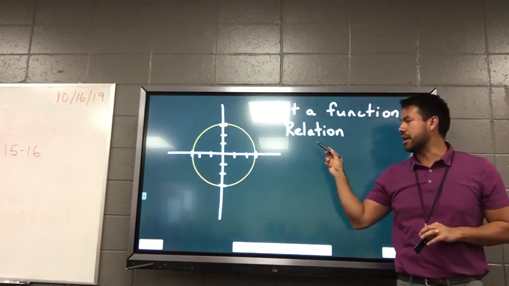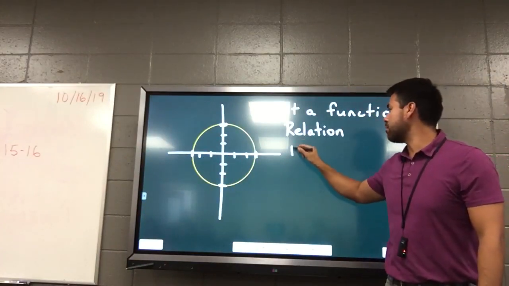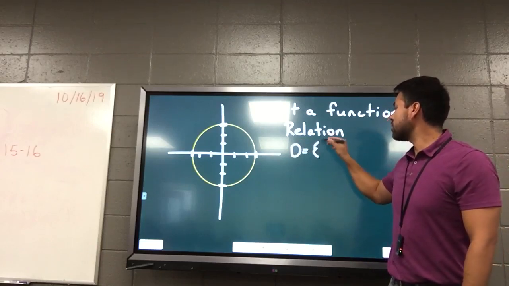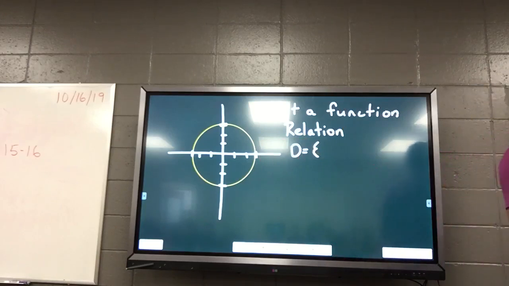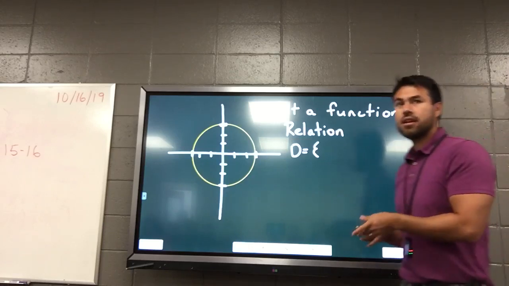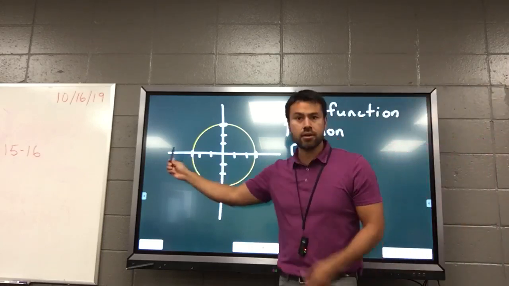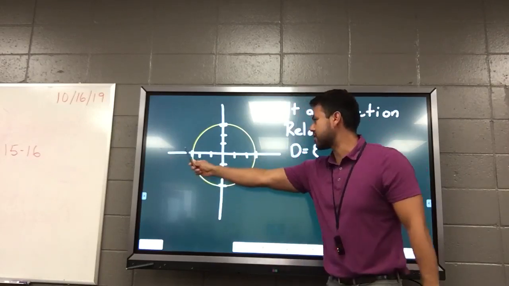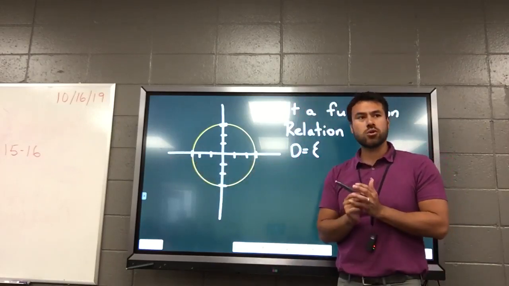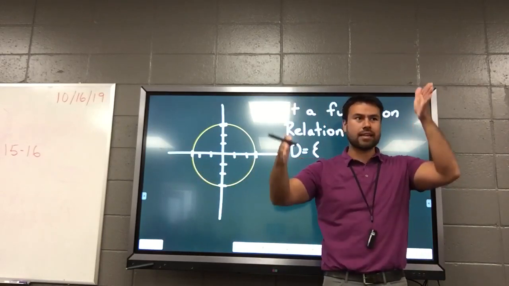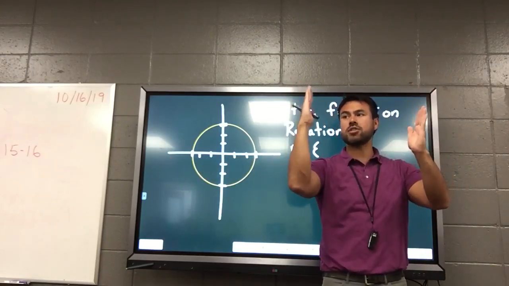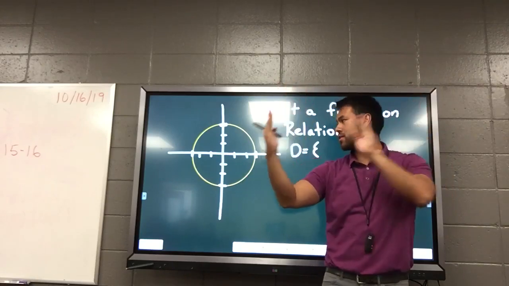Okay, it's a relation. What is the domain? Now, do you guys notice I said that there were an infinite number of points? You don't have to list out all the x values, but you do have to tell me what they would be. And you have to be careful with this. Looking at my x-axis right here. Are there boundaries for this circle? Yes. Does this circle have end locations where they end and where they begin? Yes. Look at the boundaries here on the negative side, on the positive side right here.